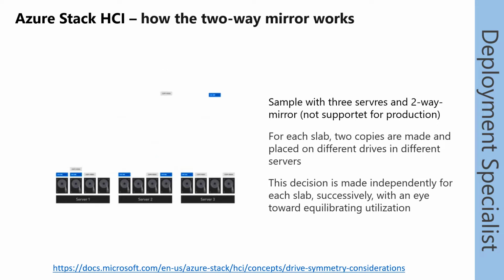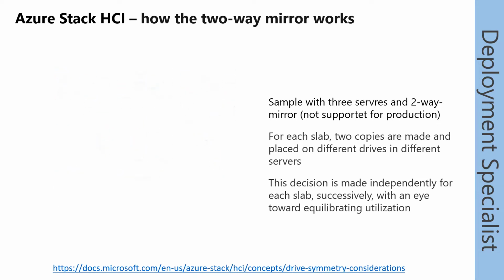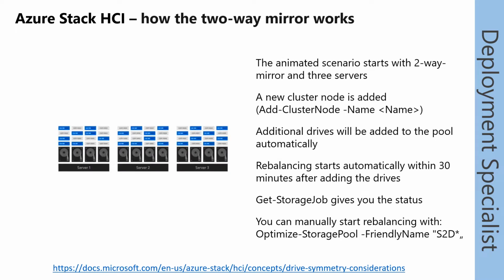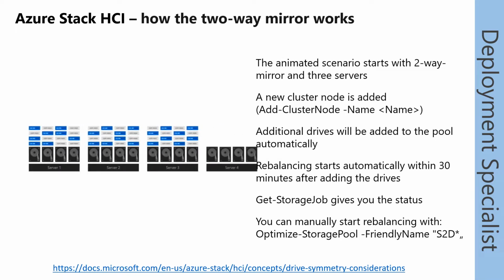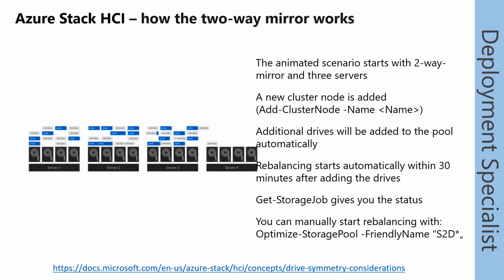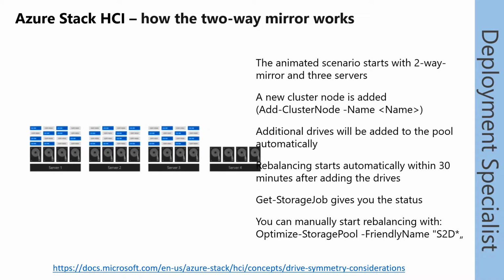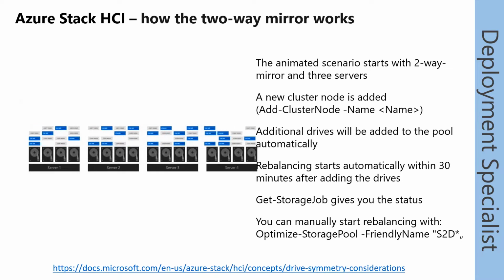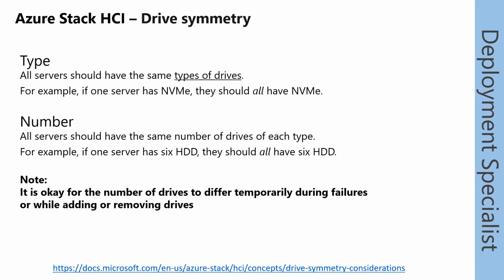Because we have the slabs or extents, it's very easy to add drives or even servers and bring this additional capacity to our storage pool. And this can then also be used for our volumes, because the slabs are redistributed. This is done automatically. We can also start a rebalancing manually via PowerShell by typing Optimize-StoragePool and then the friendly name, and then the optimization starts. But you have to care a little bit about the drive symmetry.